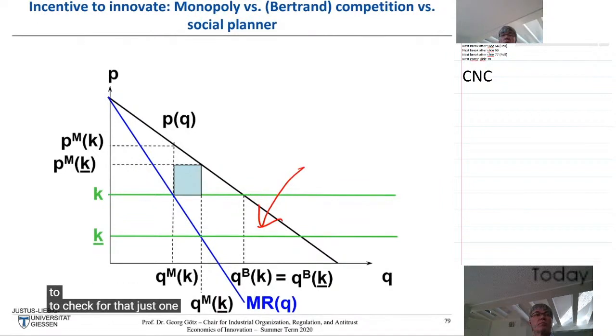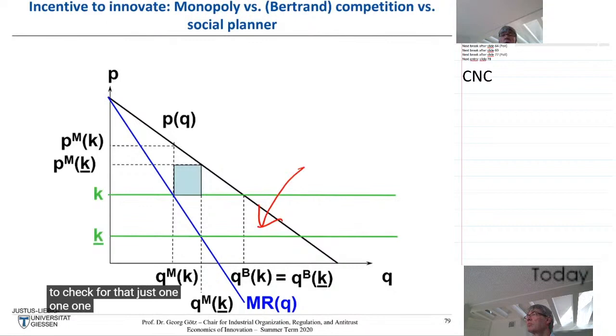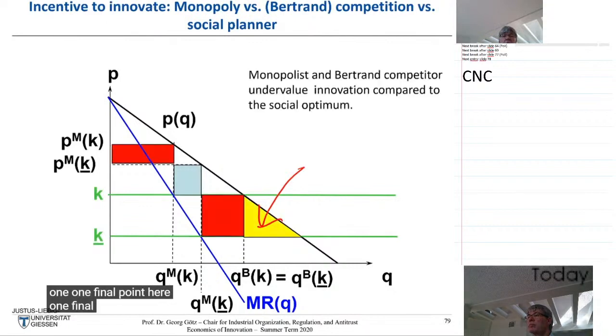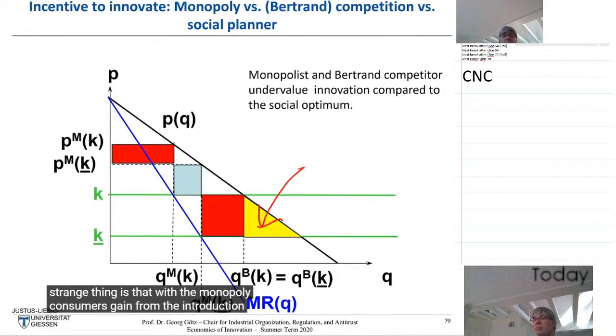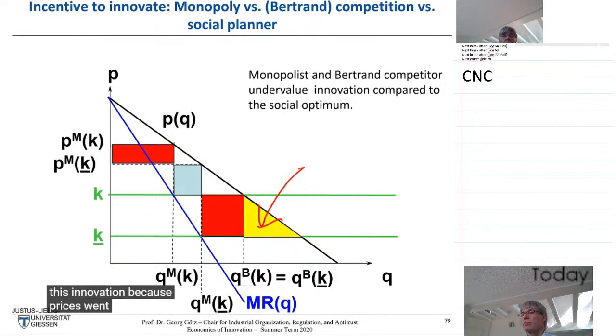Just one final point here. What about consumers? The strange thing is that with the monopoly, consumers gain from the introduction of this innovation because prices went down from P^M(K) to P^M(K lower bar), whereas in Bertrand, they don't gain because prices stay at K. Okay, what does it mean then for consumers? Is it worse to have competition?